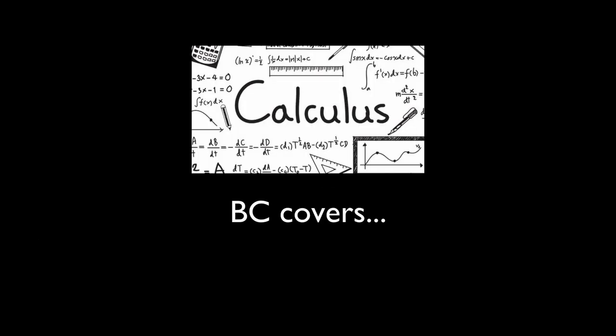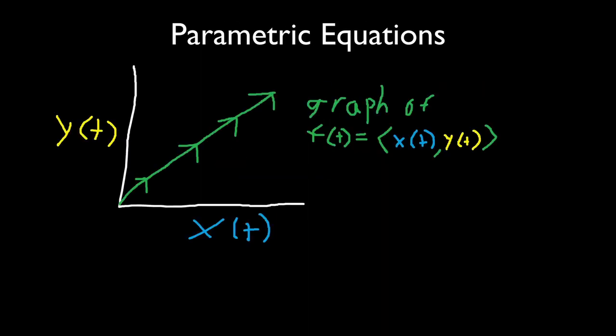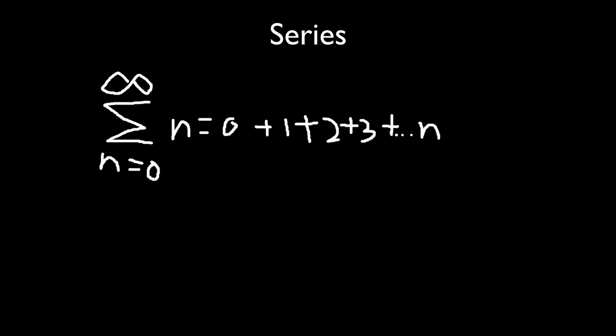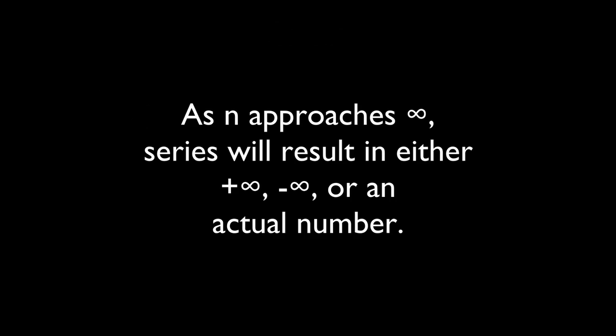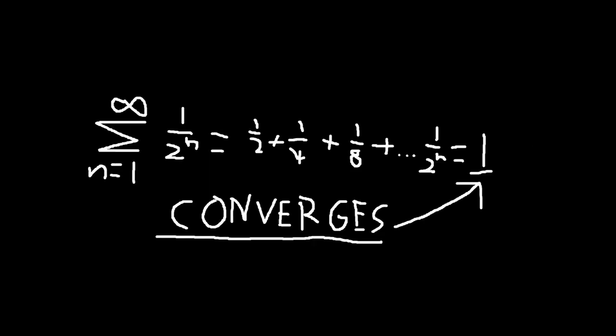Now, the AP Calculus BC class covers the extra topics of series, polar graphs, and parametric equations. Series are special equations that use summation to constantly add the same function to itself over and over again, with the n value of the function increasing by 1 each time, until it adds up to either positive or negative infinity, or an actual number. Series that result in positive or negative infinity diverge, while those that result in an actual number converge.